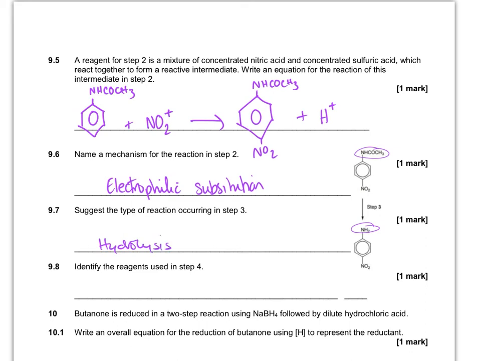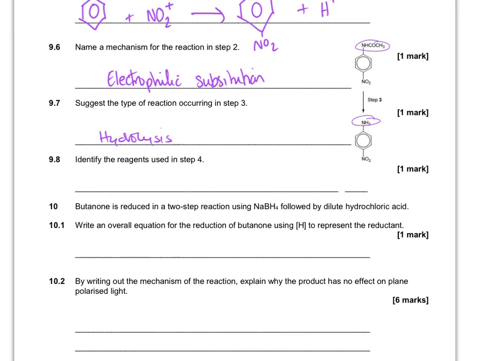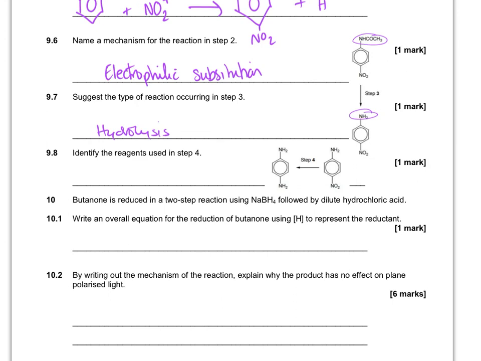Identify suitable reagents to use in step 4. So let's have a look at what step 4 is. In step 4, we're going from an NO2 group to an NH2 group. So we're reducing it, and the best reagent to reduce a nitro group to an amine group is tin and hydrochloric acid.